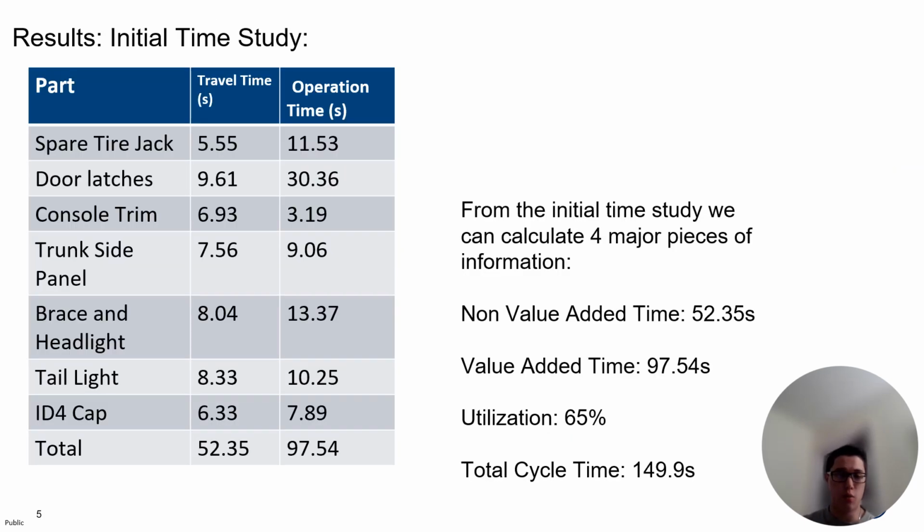When we did our time study, which was my team, Team 2, we split up the different parts and looked at travel time and operation time. Travel time would have been the time that didn't add value, which we calculated to be 52.35 seconds, and then the value added time, or the operation time, would have been 97.54 seconds. This came out to be a utilization rate of 65% and did not meet the takt time. Instead, it came out to be 150 seconds.